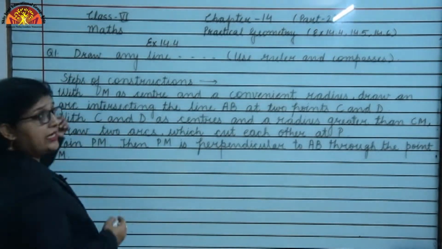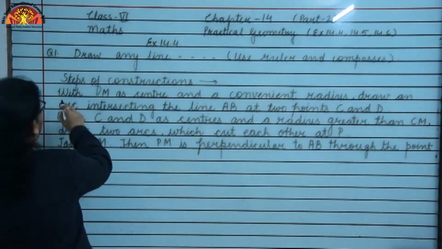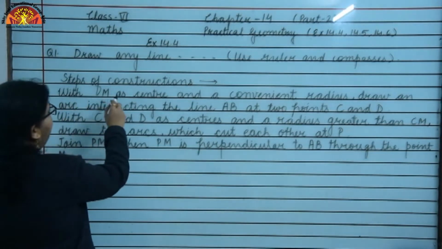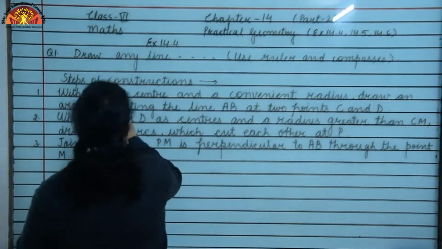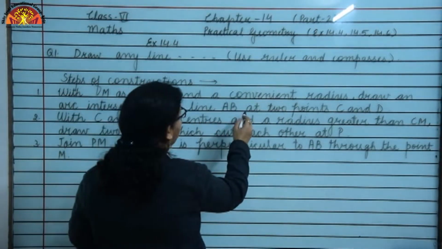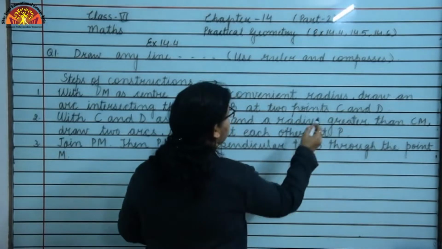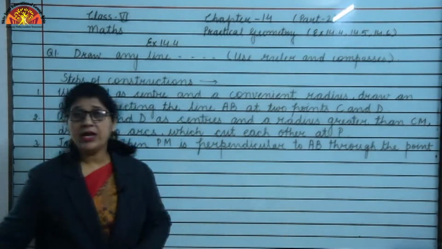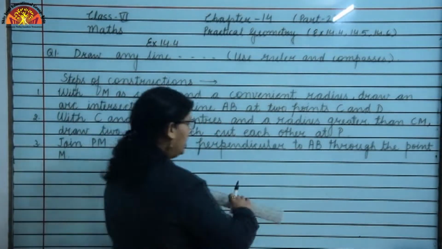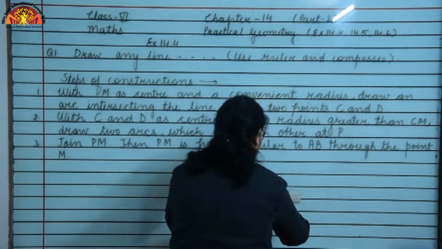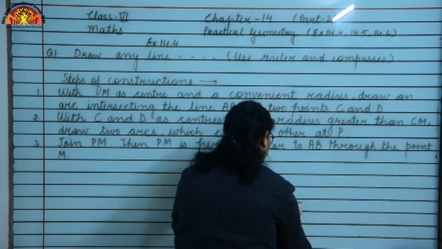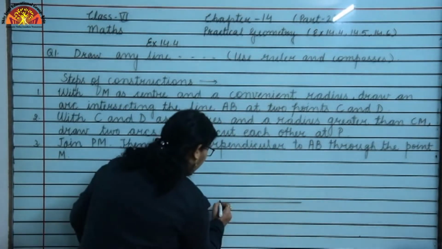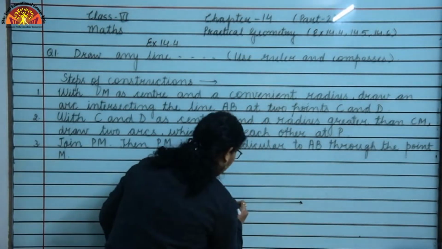So, first you see steps of construction here. First is with M as center and a convenient radius, draw an arc intersecting the line AB at 2 points C and D. Now, how do we draw a line? We use a ruler to draw a line and mark A and B on it.